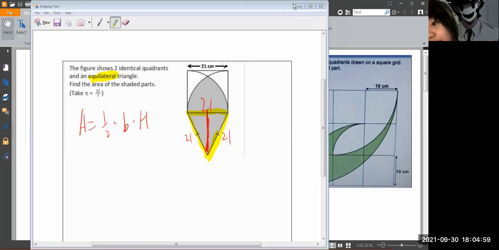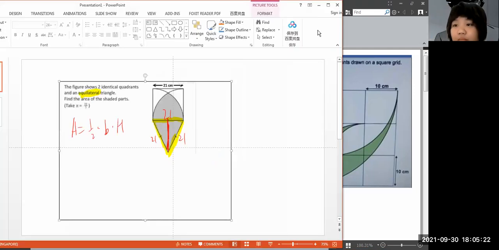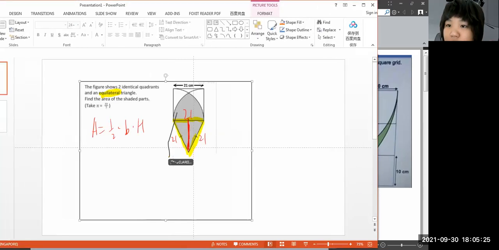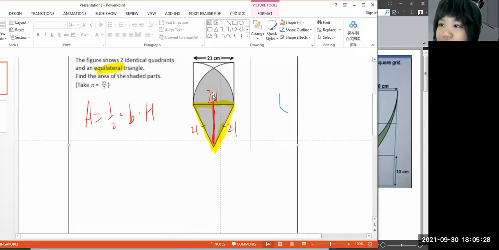For questions like this, it is all about the strategy plus how you rearrange, okay, how you rearrange. So I'm going to show you how you can actually rearrange this shape. Let me bring this over to a PowerPoint. So you should be looking at my PowerPoint now. Please don't do anything to this first.